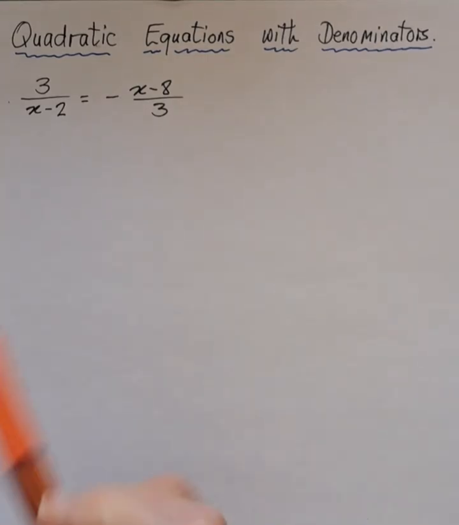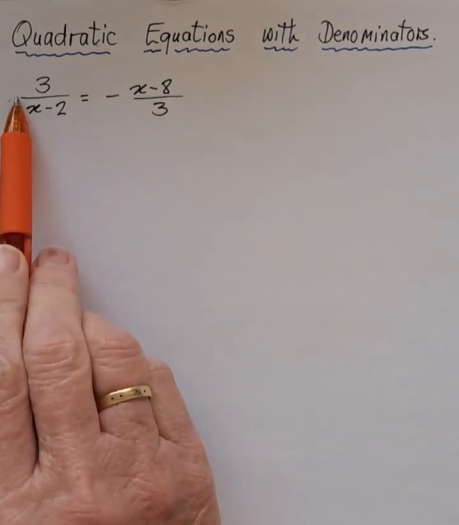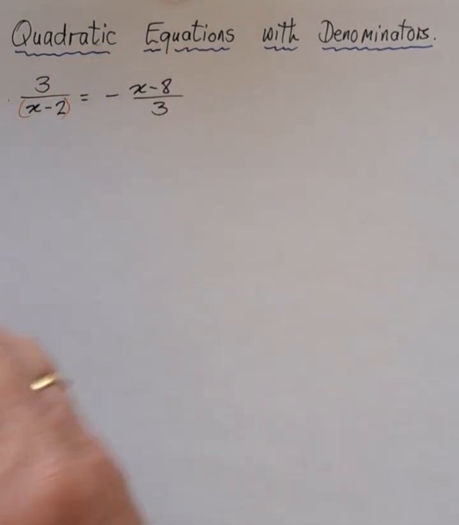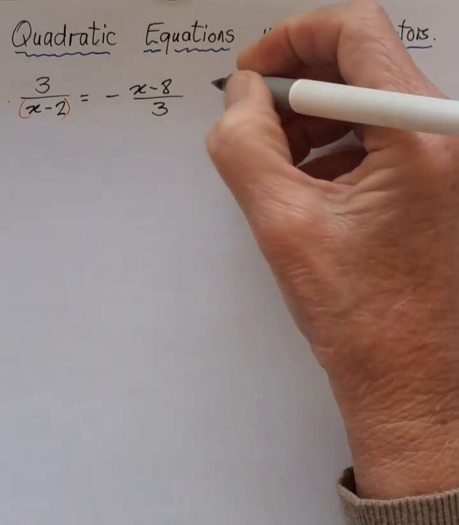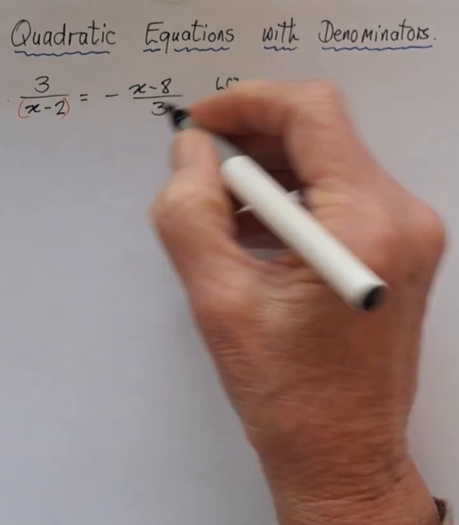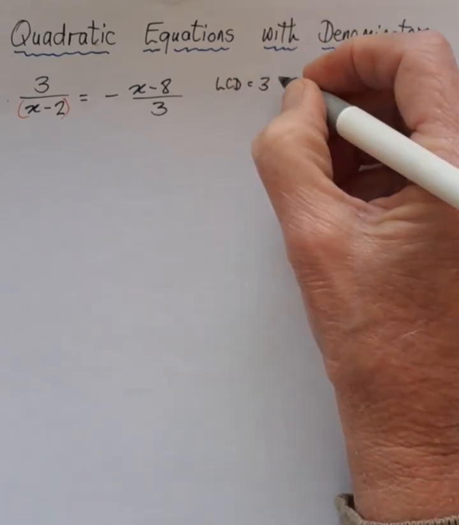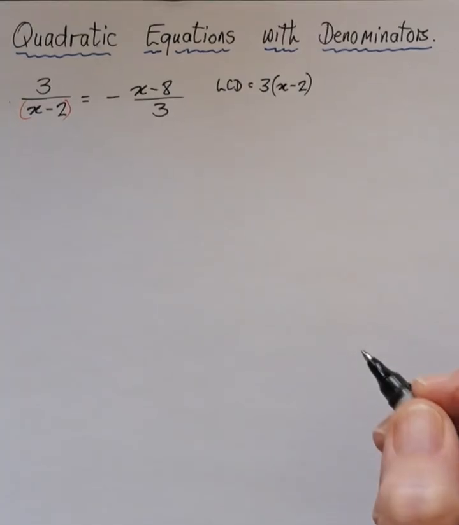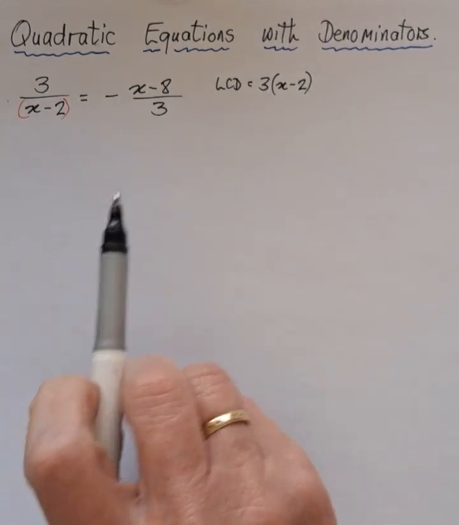Remember that because the whole of x minus 2 is under the fraction line, it's acting as if it's in a bracket because the entire thing is in the denominator. So my LCD here is pretty easy. I have a 3 that needs to be represented, and I have the bracket x minus 2 that also needs to be represented. So that's my LCD.